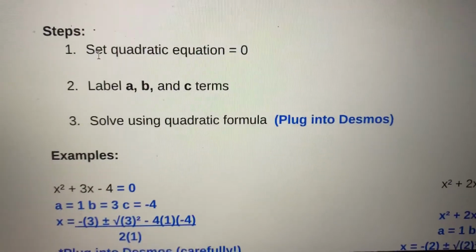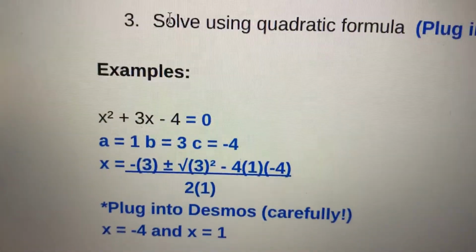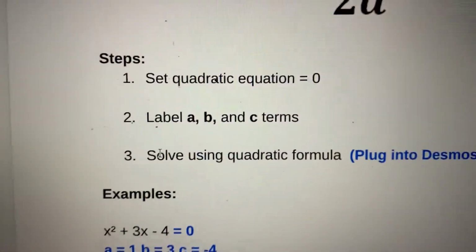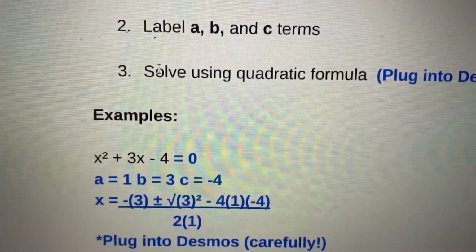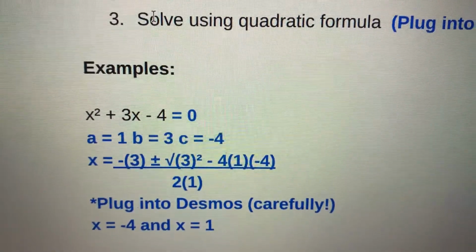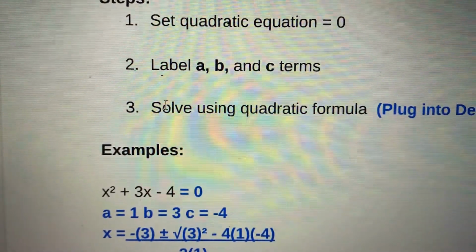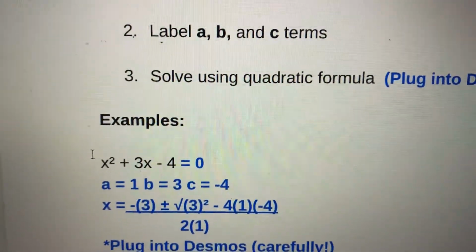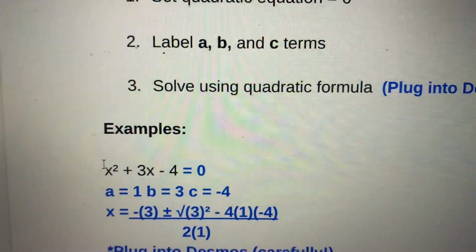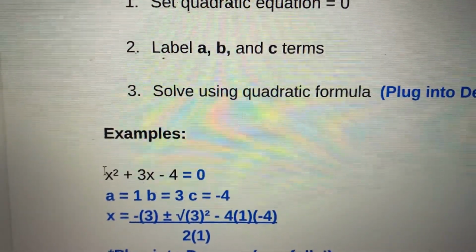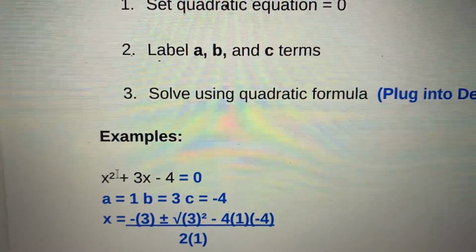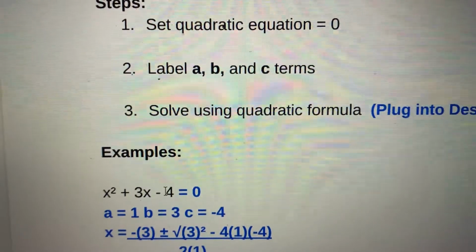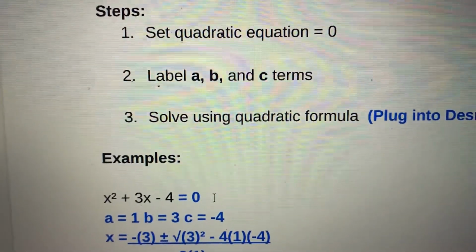Okay. So if we have this equation right here, x squared plus 3x minus 4, the first step says set it equal to 0. So we set it equal to 0. Then we have to label the A, B, and C terms. So our A term is 1 because that's just the first part. It's x squared. There's nothing in front of the x squared, so we put a 1 there. The B term is positive 3, so we put b equals 3. And then the C term is negative 4, so make sure you don't miss the negative signs when they're there.